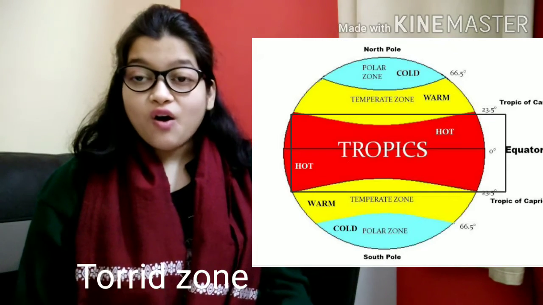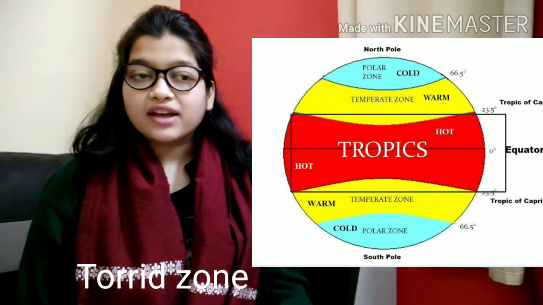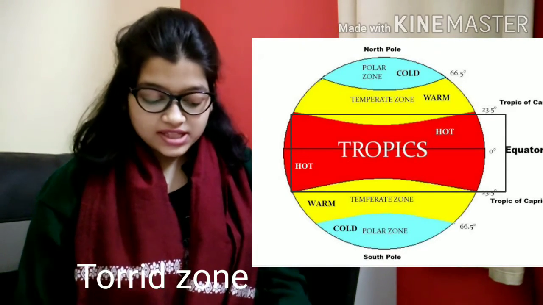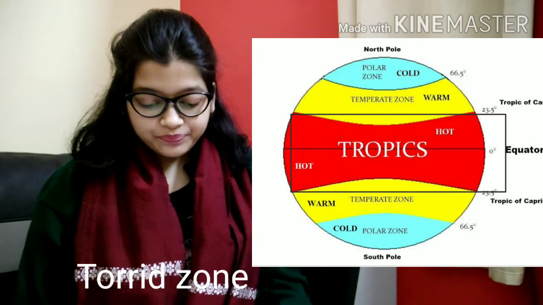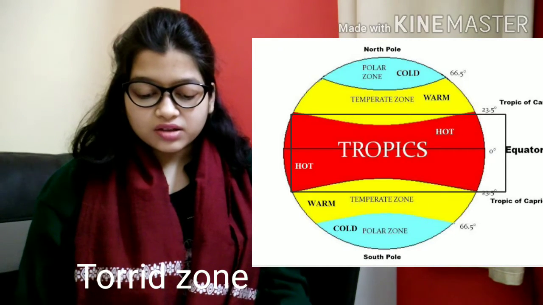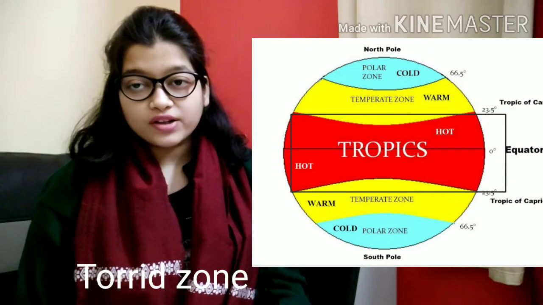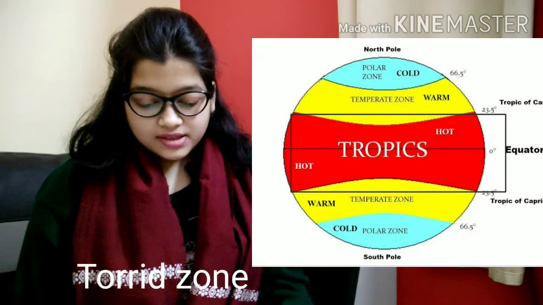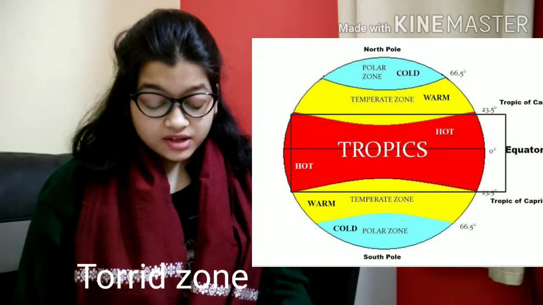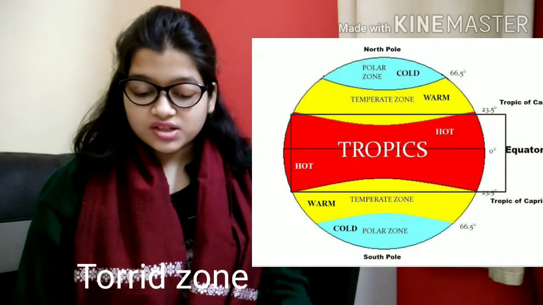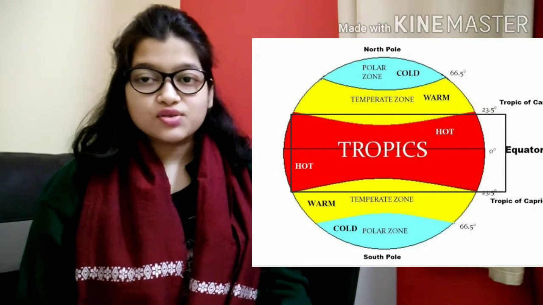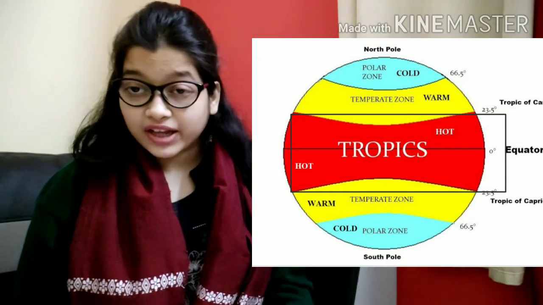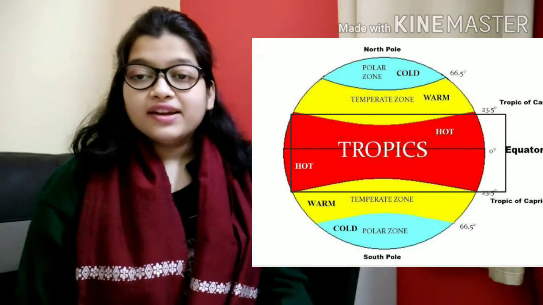Okay, and this is the hottest zone of the world, and we cannot see seasonal changes in the torrid zone. Most of the time the temperature is high in the torrid zone. There is very little difference between the summer and winter temperature in this zone. This line is written in your text, I just read it. Now next we will see what the temperate zone is.